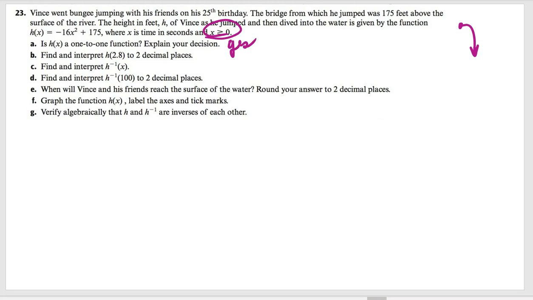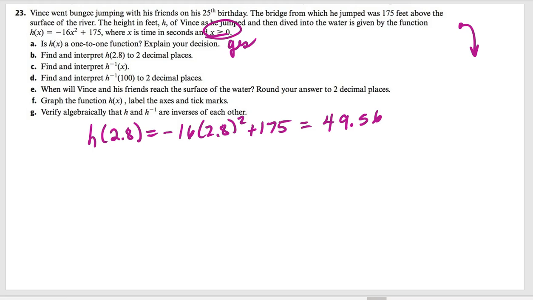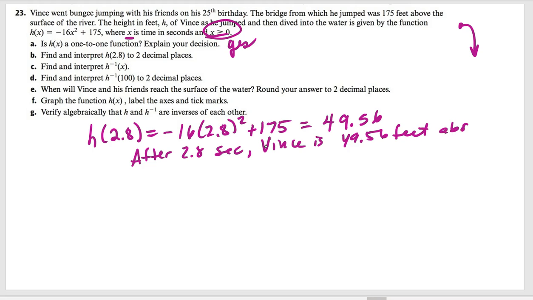Next, it says find and interpret h at 2.8. So we're going to take our function, and wherever there's an x, we're going to replace it with 2.8. Now, the problem tells us that as the function's written, x is the time in seconds. So after 2.8 seconds, Vince is 49.56 feet above the water.